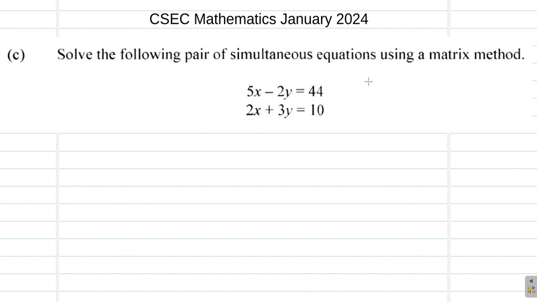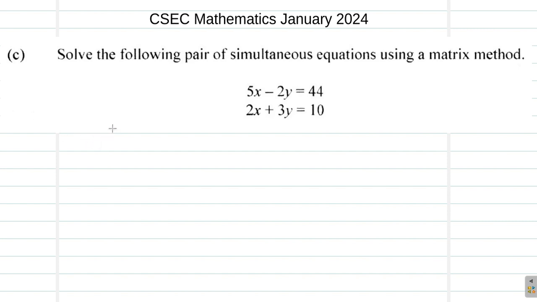We are going to solve this pair of simultaneous equations using a matrix method. You remember the four main methods we can use to solve simultaneous equations. We have elimination, substitution, matrices, and graphs. Today we're using the matrix method, matrices.